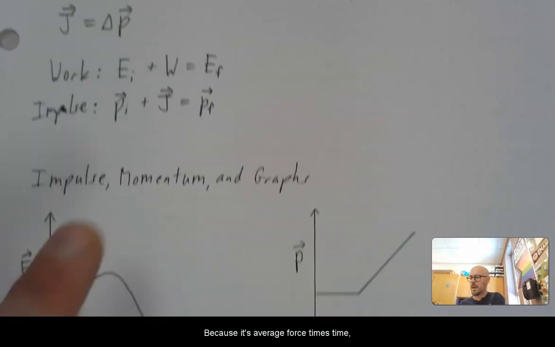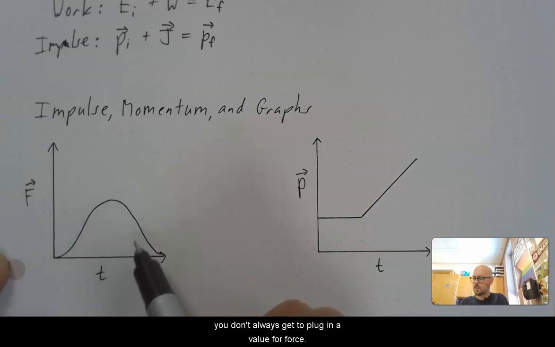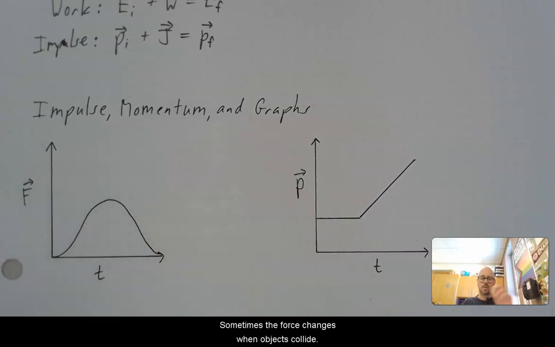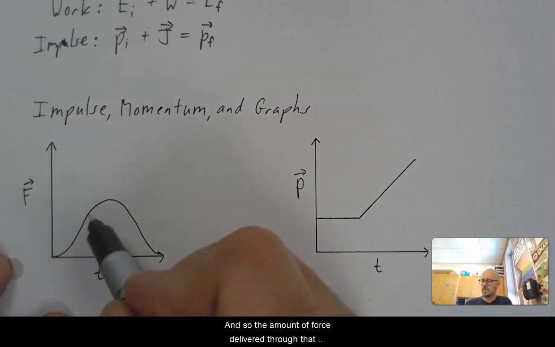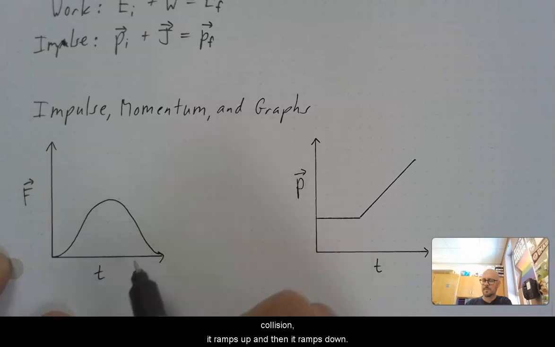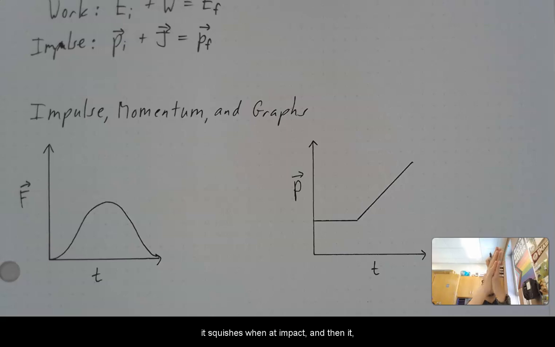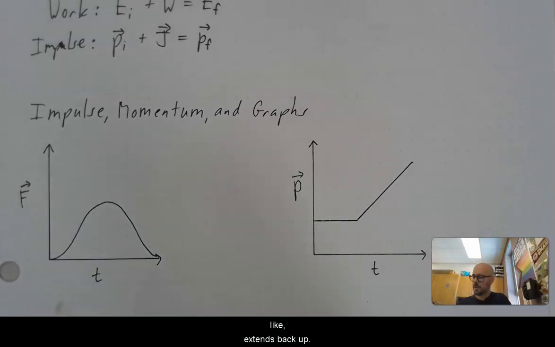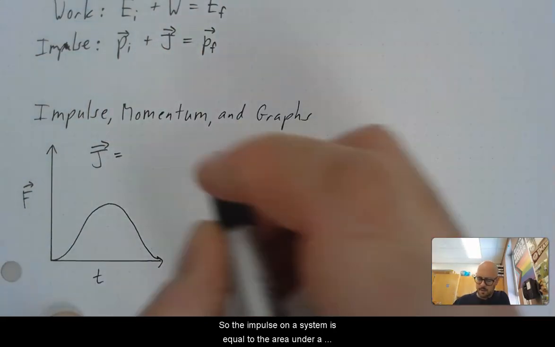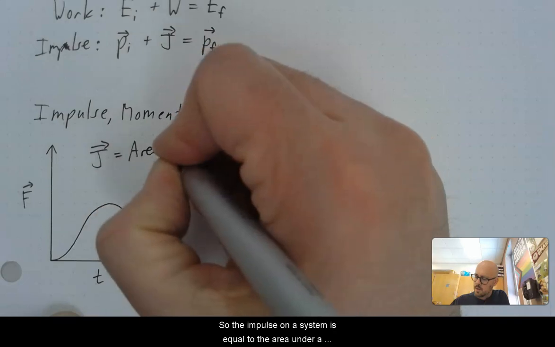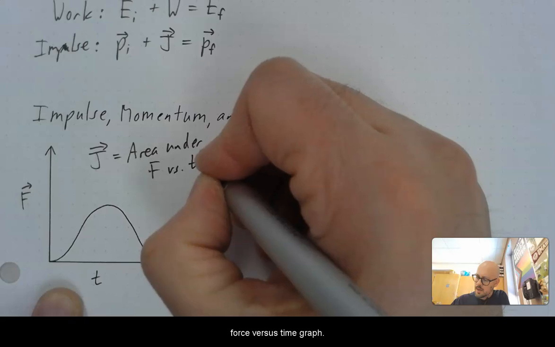Impulse, because it's average force times time, you don't always get to plug in a value for force. Sometimes the force changes. When objects collide, they deform. And so the amount of force delivered through that collision ramps up and then it ramps down. If you think of a racquetball or a tennis ball, it squishes at impact and then extends back up. So the impulse on a system is equal to the area under a force versus time graph.